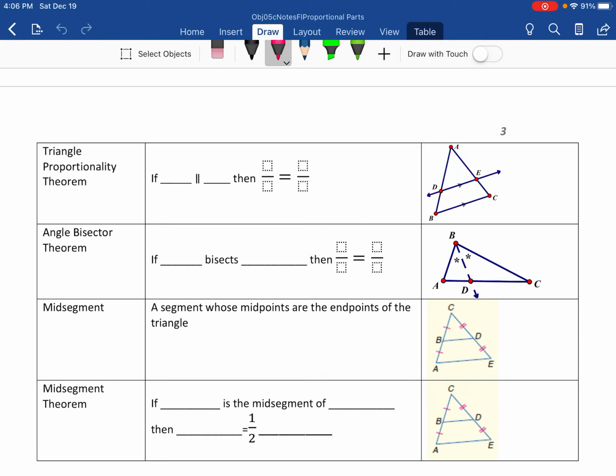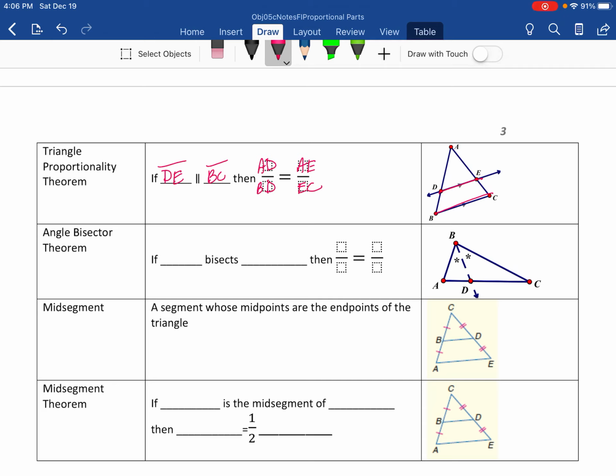So we're going to talk about theorem properties and proportionate parts. First thing is the triangle proportionality theorem. That just says that if DE is parallel to BC, like it is here, then AD over BD is equal to AE over EC. Top over bottom equals top over bottom.